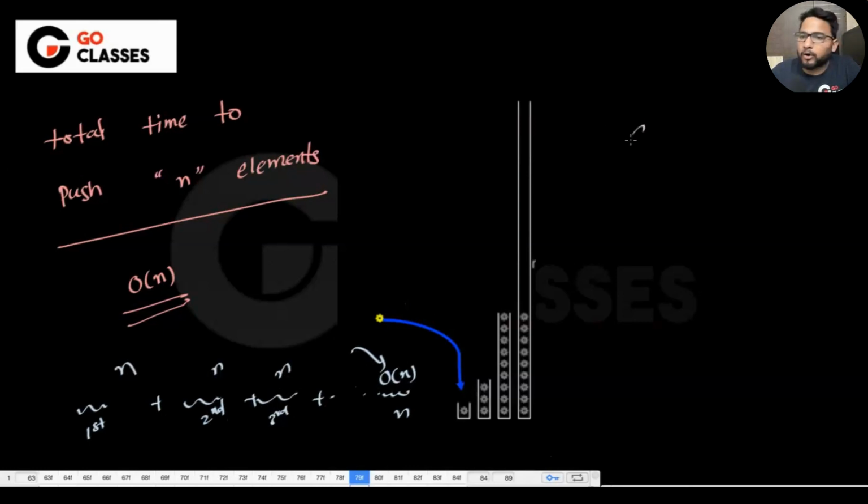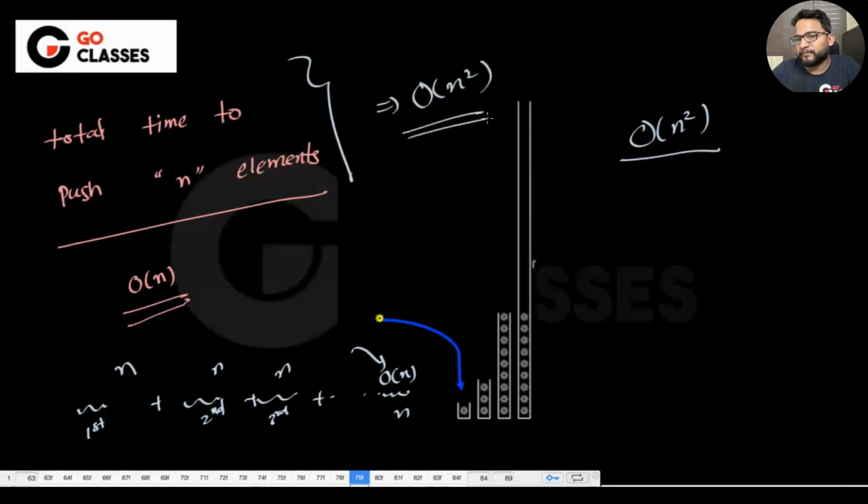But the thing is that order of n square is right, but it might be just an over approximation. That's not wrong. We just want to analyze the things carefully. Order of n square is not a wrong answer. If someone says that order of n square is the total time to push n elements, I will happily accept it. But this is not the tightest. I just want to do a more careful analysis and see if we still come up with order of n. Maybe the ultimate answer is order of n, right?